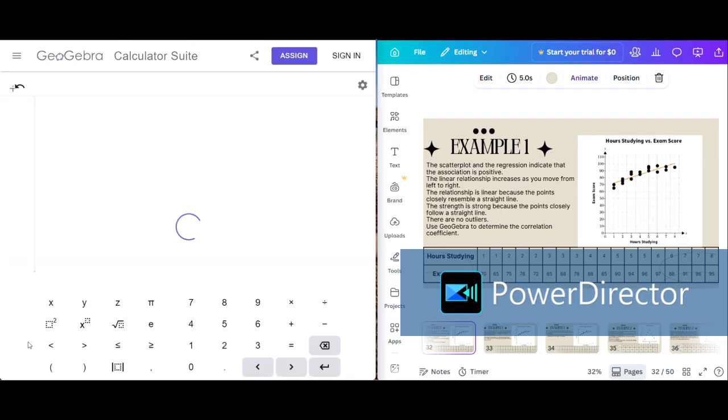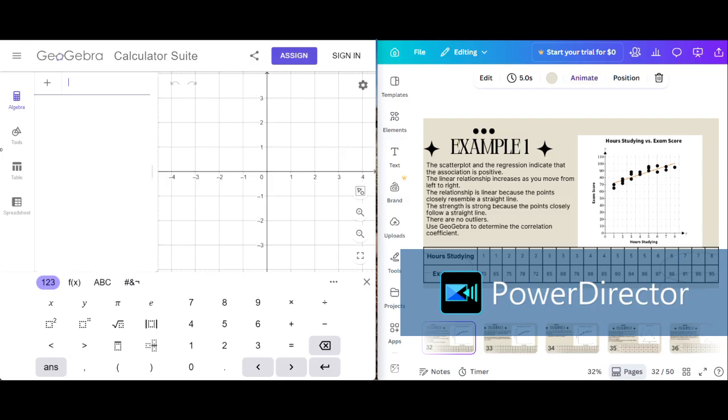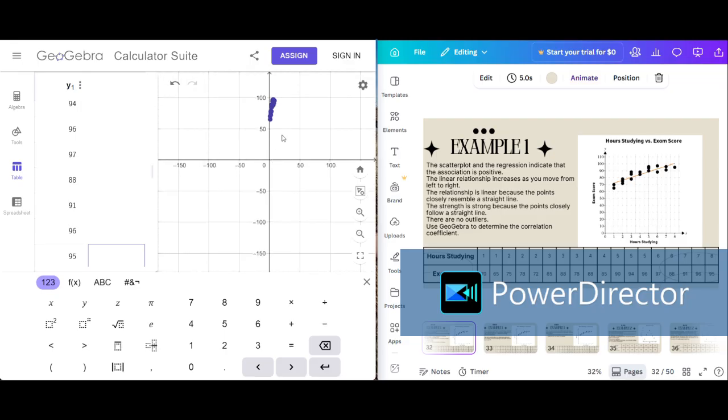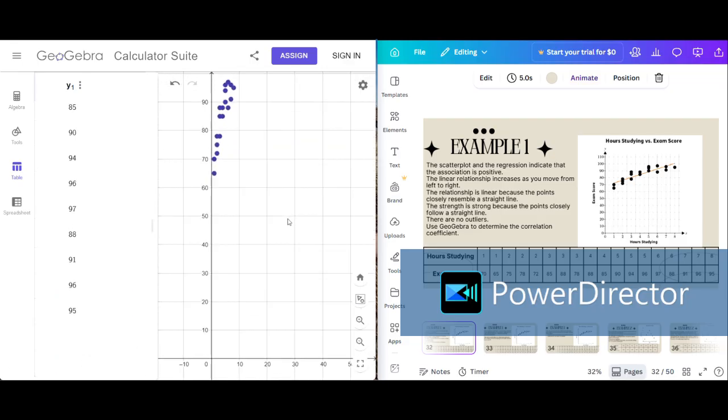So click Start Calculator. We have the information in table form, so click Table. We're going to enter all our x values, which are hours studying. So we have 1, 1, 2, 2, 2, 3, 3, 3, 4, 4, 5, 5, 5, 6, 6, 7, 7, 8. Let's come over and create our y values: 70, 65, 75, 78, 72, 85, 88, 78, 88, 85, 90, 94, 96, 97, 88, 91, 96, 95. Okay, that's going to create our data points, which we're going to have to zoom out a whole bunch to see. Okay, here's our lovely little line.